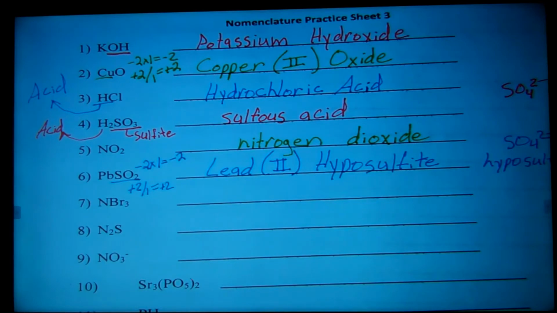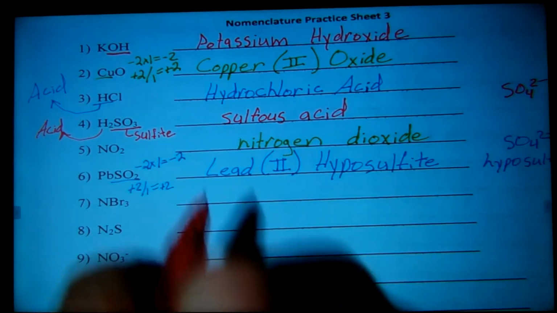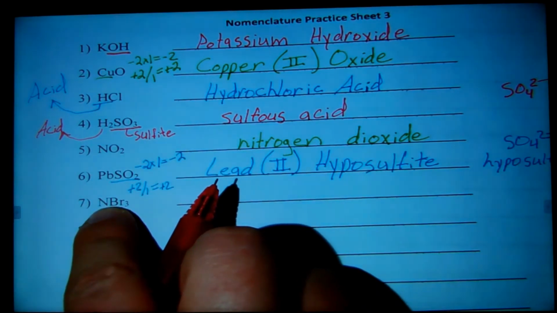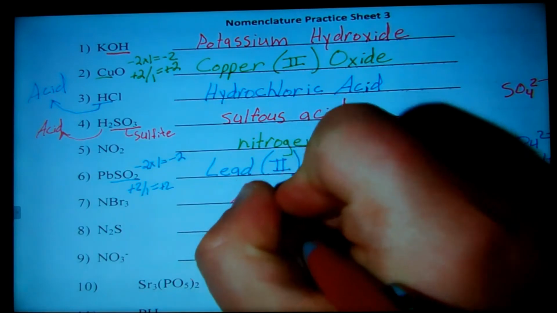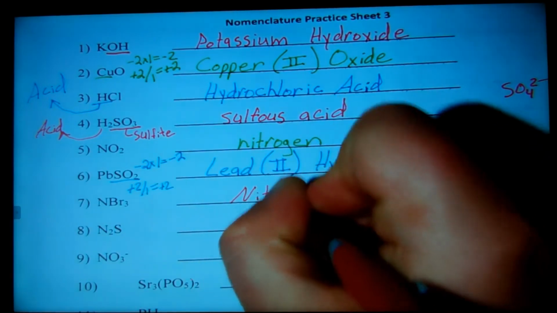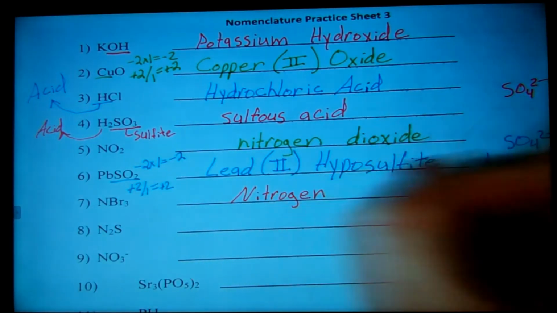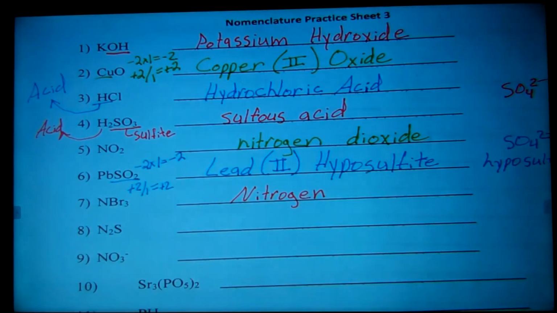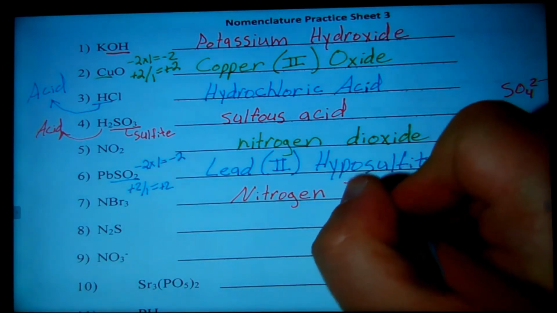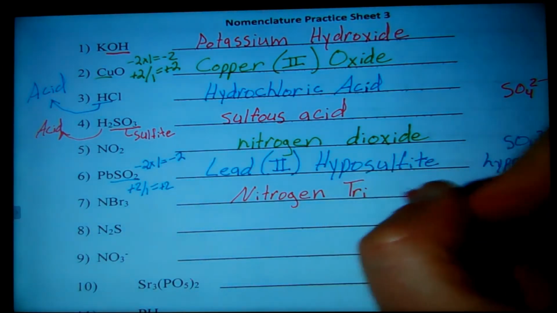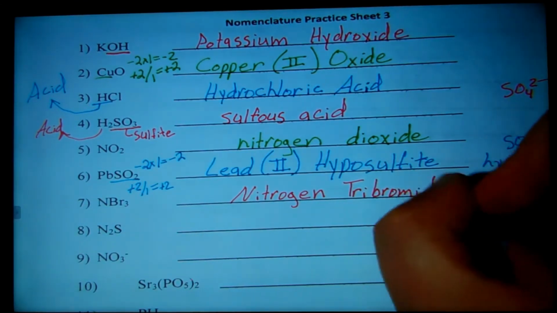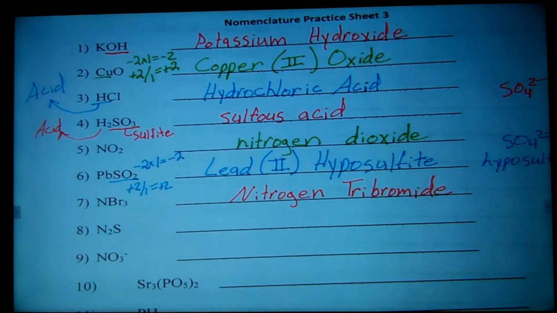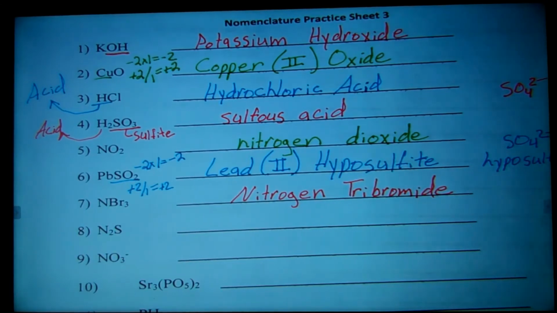Since we're doing that, we're going to have to use the prefixes, which is how we name the covalent bonds. In this case, nitrogen, there's only 1 of them, so no prefix is needed. We just name the element. So nitrogen. Then we give the prefix of the second one. You always give that prefix. So tri for 3, bromide. Because remember, we're going to move that ending off and add IDE to the end. Alright? We're going to go to number 8.